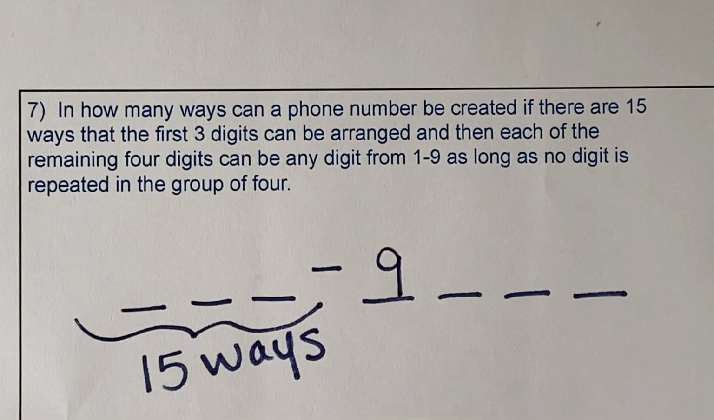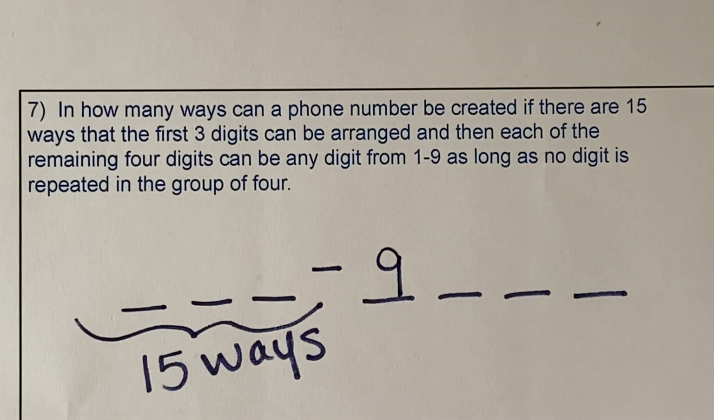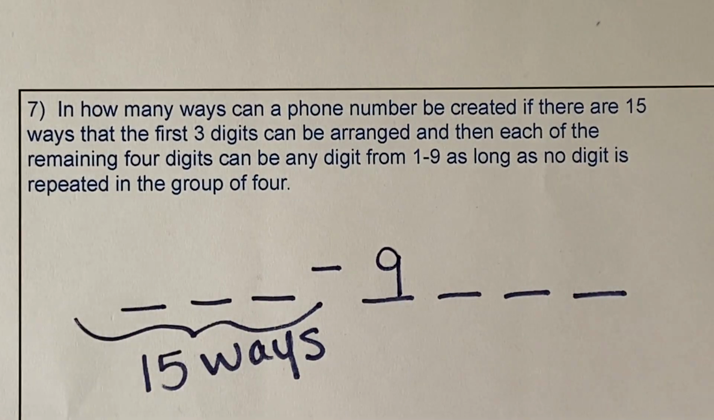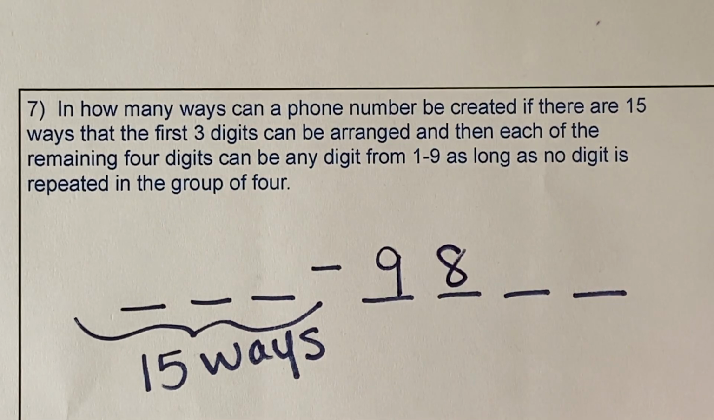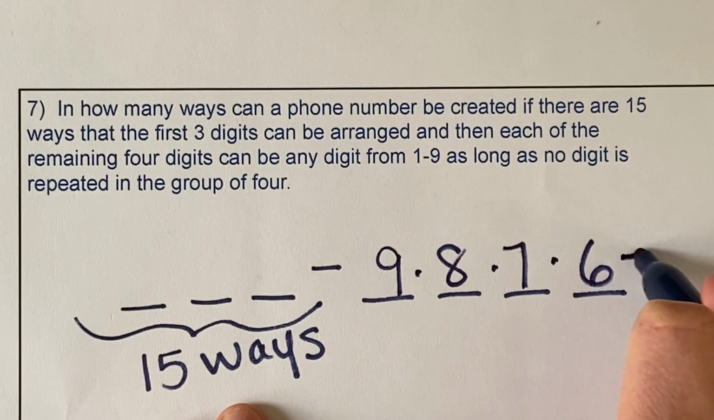That doesn't mean that that digit is a 9. It just means it could be a 1 or a 2 or a 3 or a 4 or 5 or 6 or 7 or 8 or a 9, but it doesn't mean it's 9. It means there's 9 different choices. I'm going to pick any number to go there. It's not repeated. So 8 different digits can go here, 7 different digits here, 6 different digits here. I'm going to multiply these 15 ways times this.